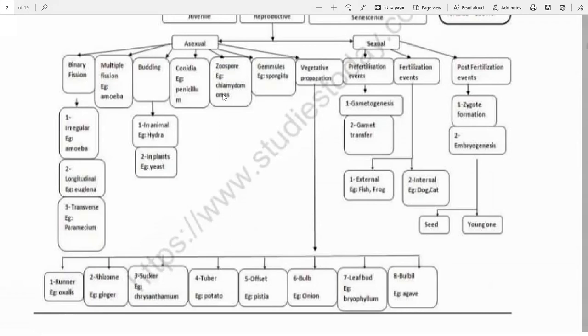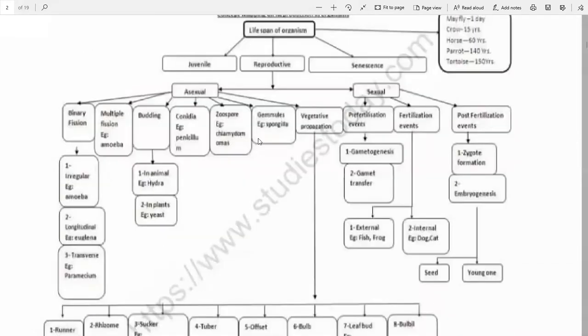Vegetative propagation is again of various types, like runner, which is seen in oxalis, rhizome in ginger, sucker in chrysanthemum, tuber in potato, offset in pistia, bulb in onion, leaf bud in bryophyllum, and bulbil in agave.